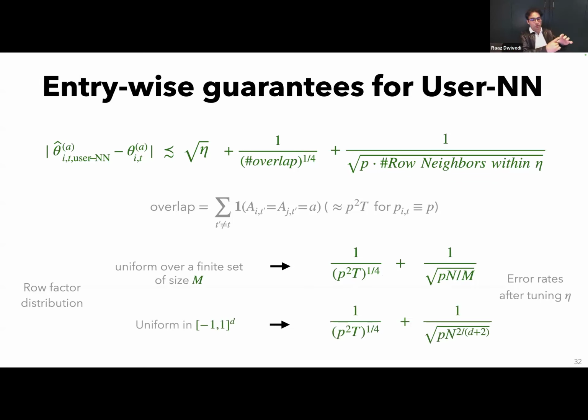That is, the user factor u_i is, say, IID sampled uniformly from a bounded set.